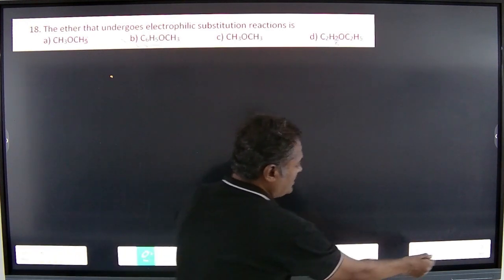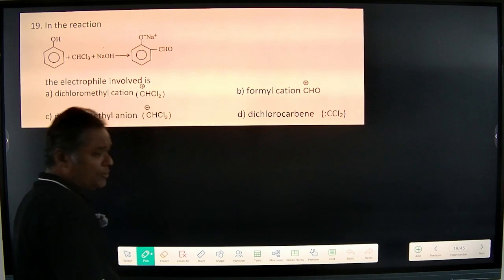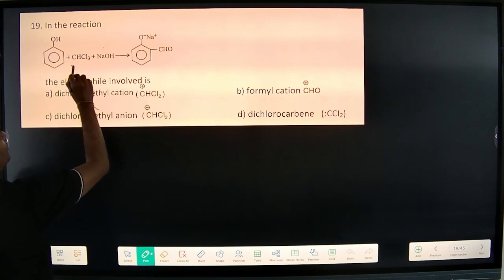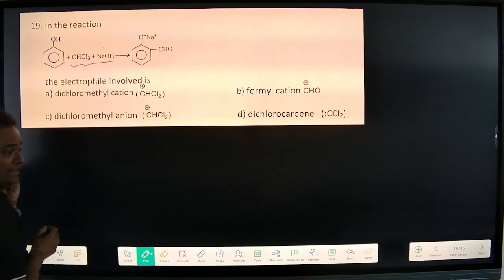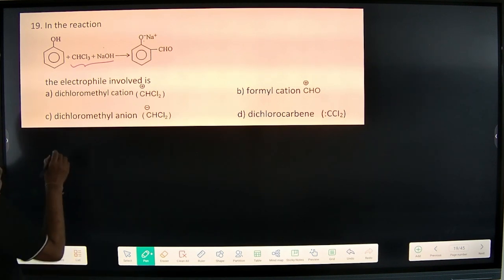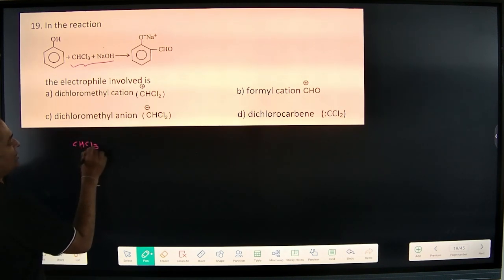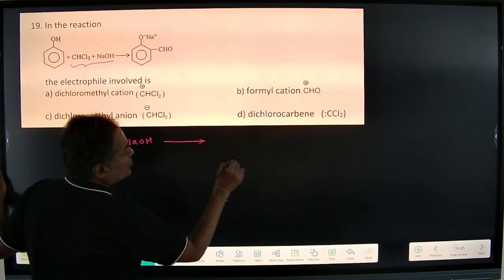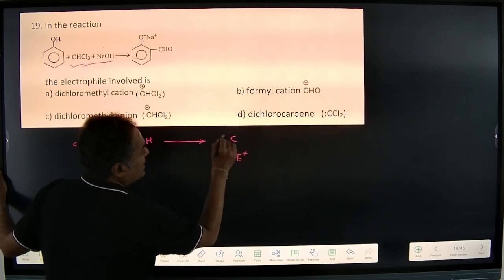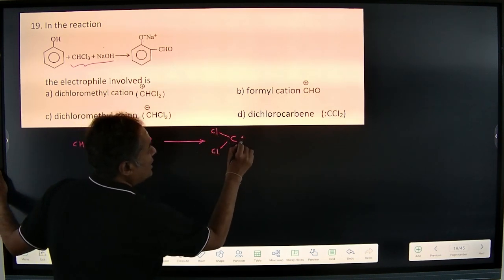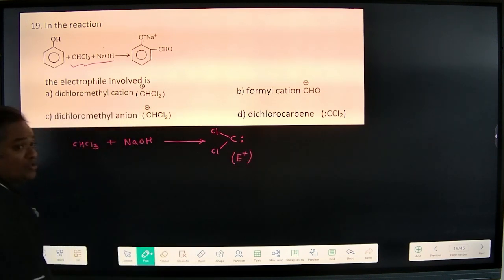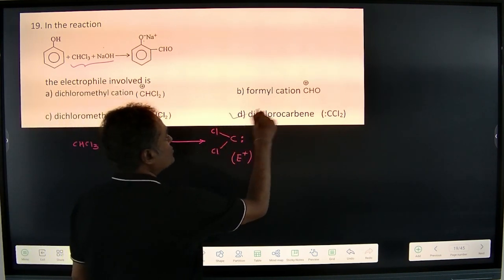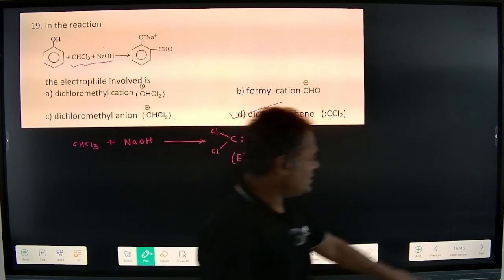Now, let us take the next question. In the next MCQ, phenol is treated with chloroform plus NaOH. This is one of the very common reactions called the Reimer-Tiemann reaction. What happens when chloroform is treated with NaOH? We have discussed in class, child, it is going to give you an electrophile called dichlorocarbene, which will attack the phenol. So, the electrophile involved is dichlorocarbene. So your correct answer is this. I hope this is clear. Let us see the next question you have got on the screen.